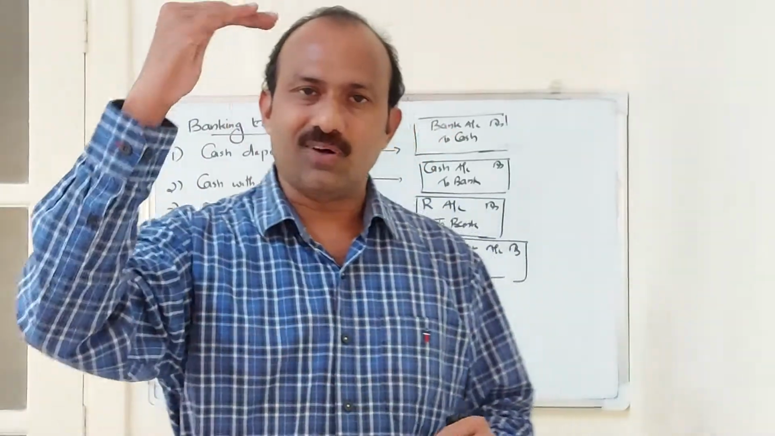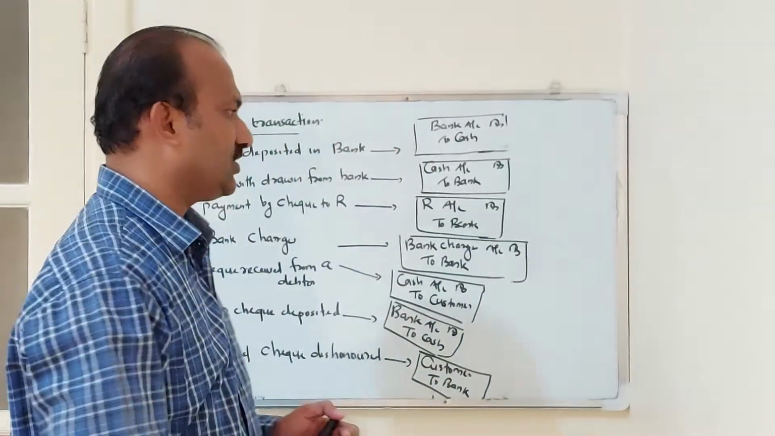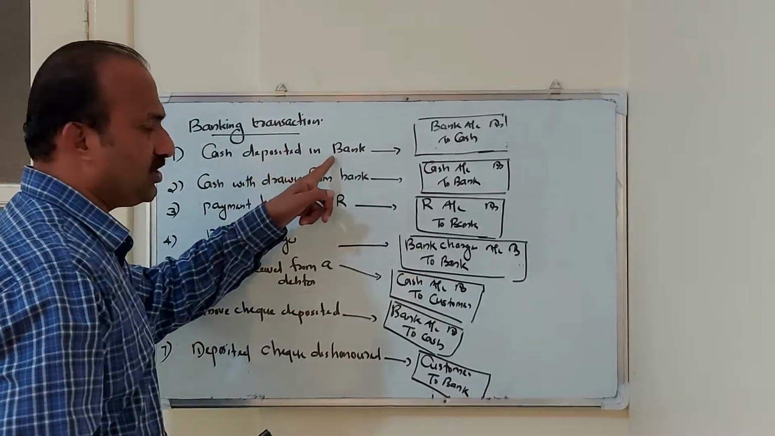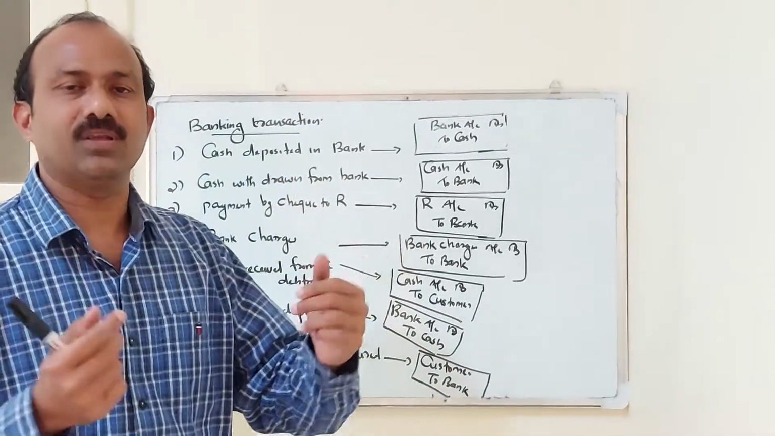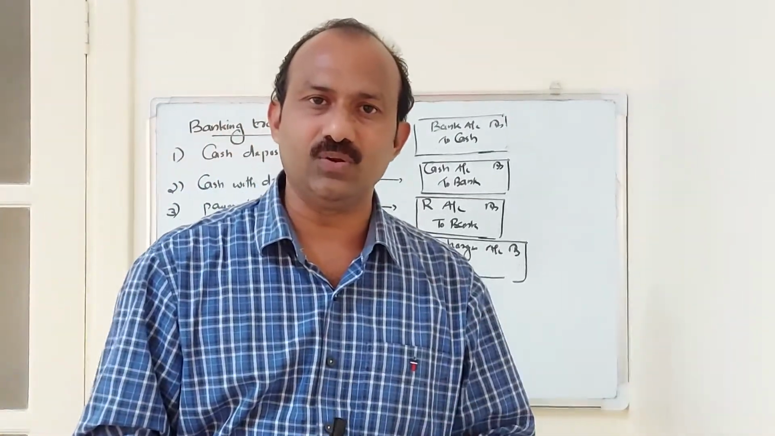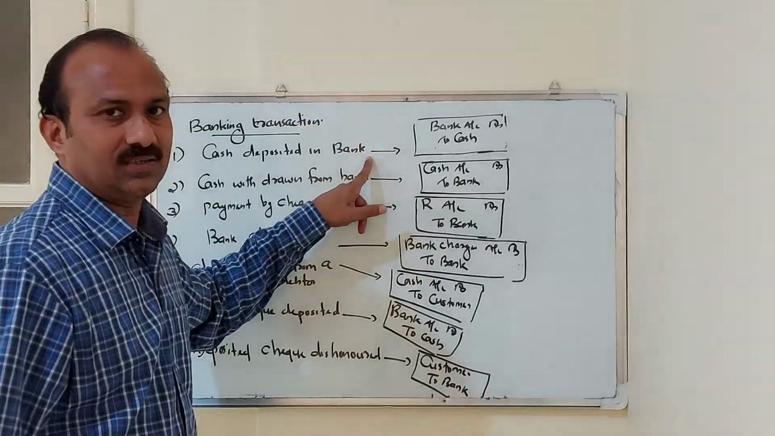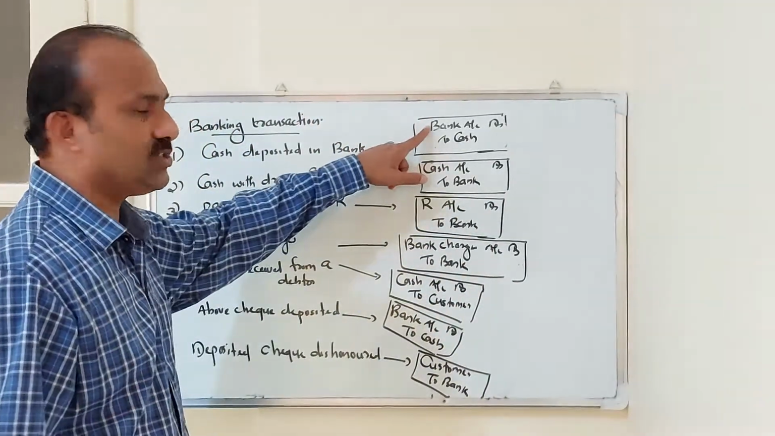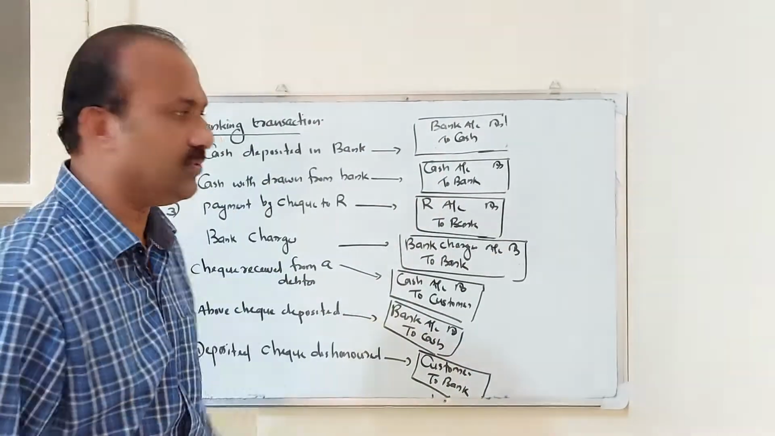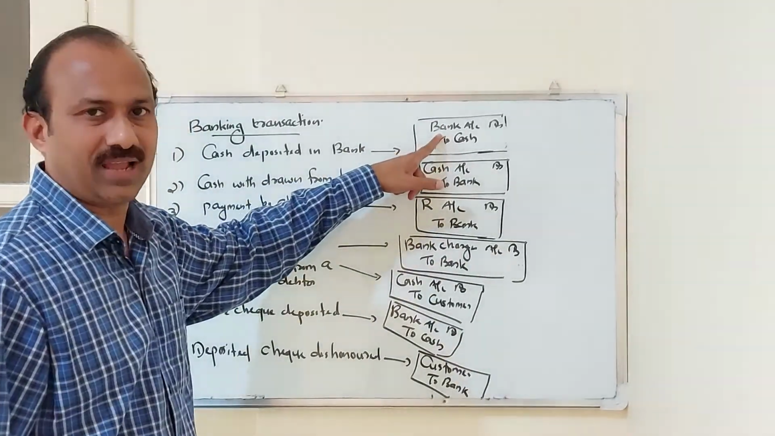Therefore, you have to understand what are the very important banking transactions usually affected in a business. Look here, number 1, cash deposited in the bank. You have some money. We cannot keep more money at home. Therefore, what will you do? You will deposit it in a bank. Whenever the money is deposited in the bank, your asset is increasing. That is why bank is debited and your cash is going out. Therefore, bank account debited to cash.